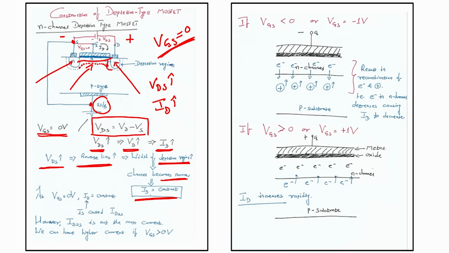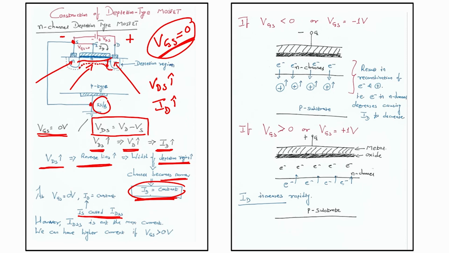So, the width of the depletion region is increasing. Now, if the width of the depletion region is increasing, that means the channel is becoming narrower. If the channel becomes narrower, my current ID will be constant, right. And in this particular case, when VGS equals 0, when my ID, that is my drain current, reaches a constant value, then it is called ID saturation or IDSS.